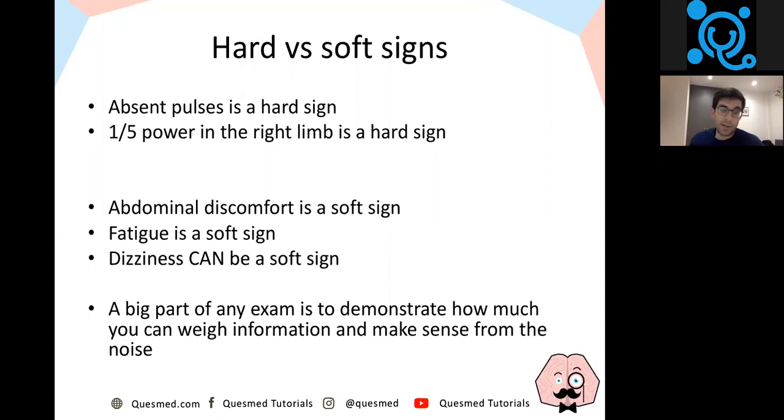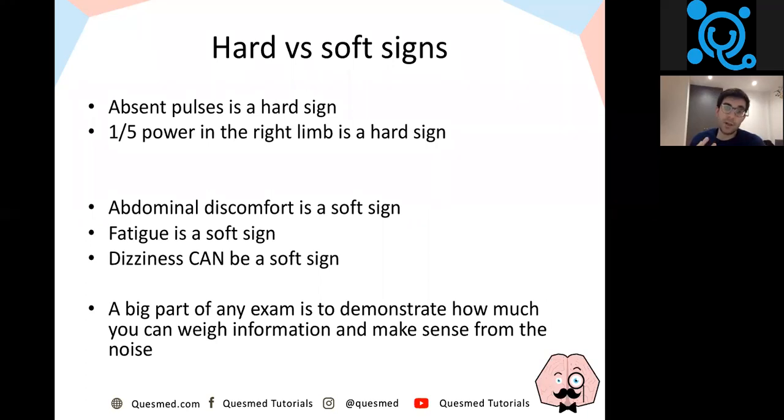And equally, 1 out of 5 power in the right limb is a hard sign. Whereas there are certain things that can actually be a bit softer, in the sense that they can be indicative of really, really severe organic disease, but also can be essentially just a bit of abdominal discomfort, a bit of fatigue. And dizziness can go either way. So that's why people get a bit anxious by dizziness, because what kind of dizziness is it? Is this a stroke? Is it not a stroke? Is it something else? And that actually causes quite a lot of confusion in the emergency department.